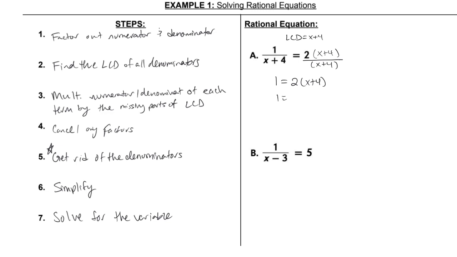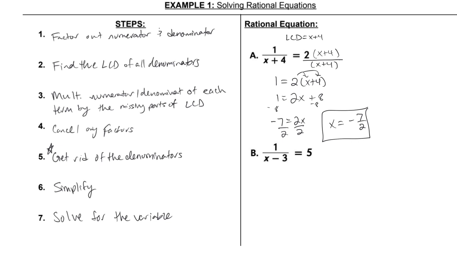So we get 1 equals, I need to distribute the 2, so 2x plus 8. Then I need a minus 8 over. We get negative 7 equals 2x, divide by 2, and x equals negative 7 halves.